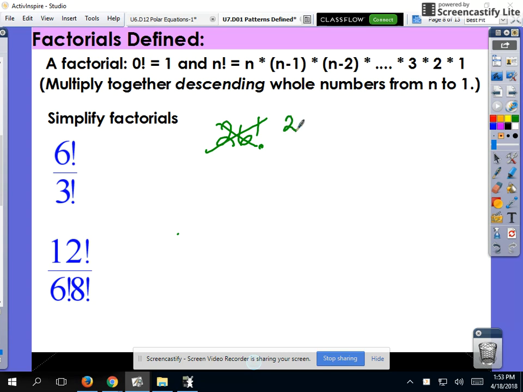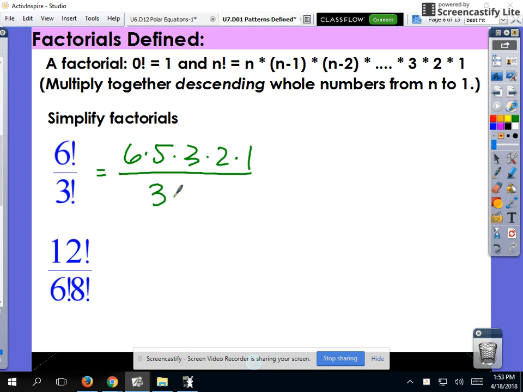Factorial is actually, it says at the top, it's basically the number that's next to it times every number below it until you get to 1. So 6 factorial is written as 6 times 5 times 4 times 3 times 2 times 1. And 3 factorial is 3 times 2 times 1. Now, what's great about this is we do have some cancellation occurring. 3 and 3 cancel, 2 and 2 cancel, 1 and 1 cancel. So our final answer is what? It's 30. Awesome. What about 12 factorial, 6 factorial, and 8 factorial?